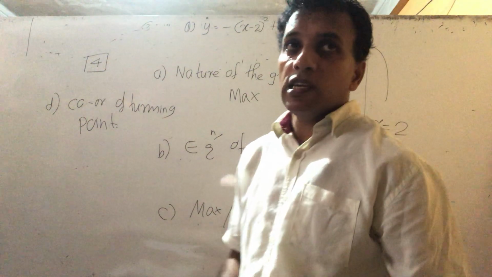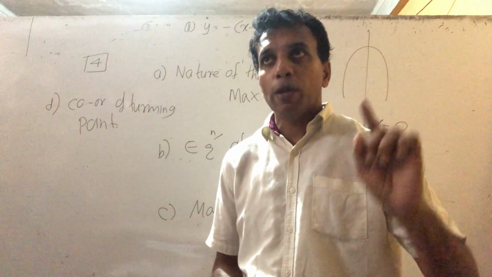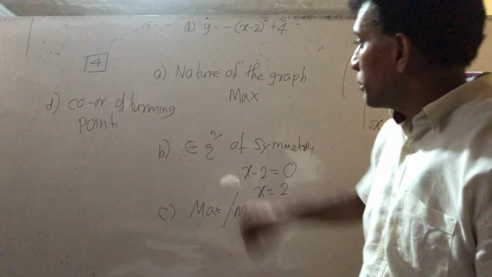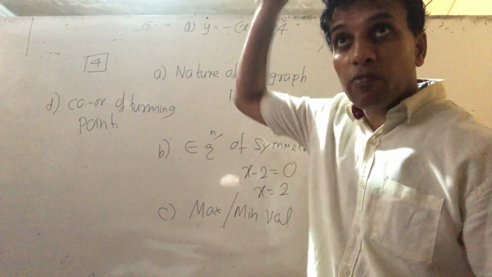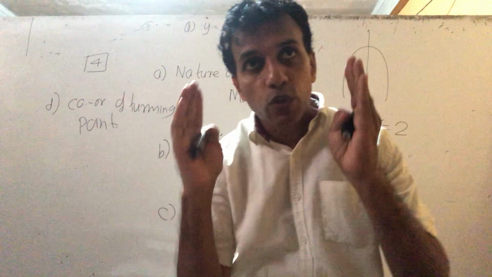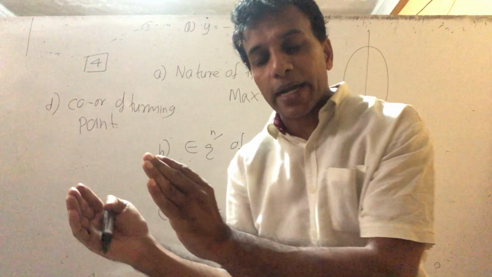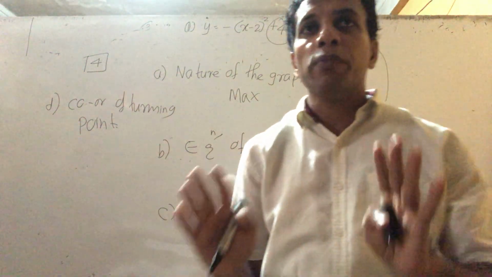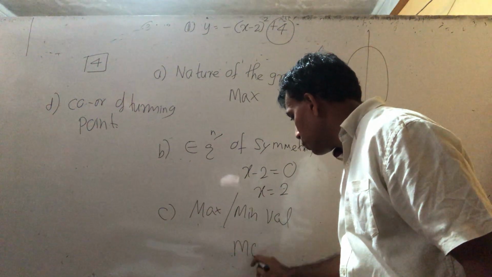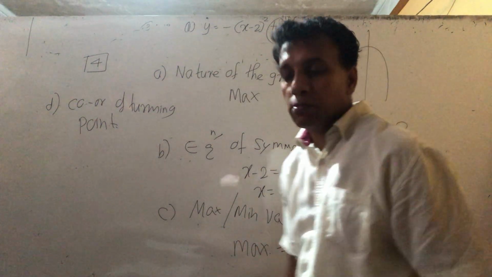So part C: if you mention a maximum graph, give the maximum value, or if it is a minimum graph, give the minimum value. We mentioned a maximum graph, therefore the maximum value is what? This 4. When you write the completing square pattern, the constant number outside the bracket gives you the maximum or minimum value, right? So here the maximum value equals 4. Maximum value is 4.